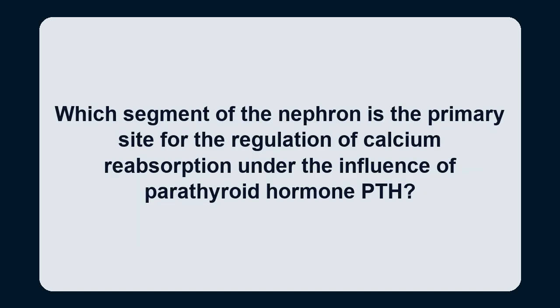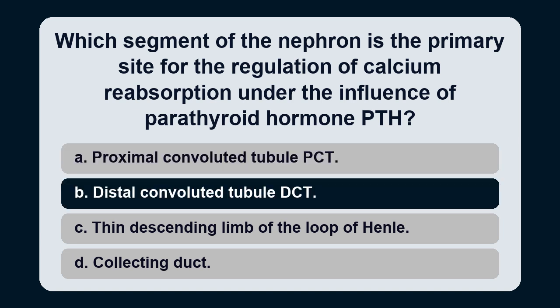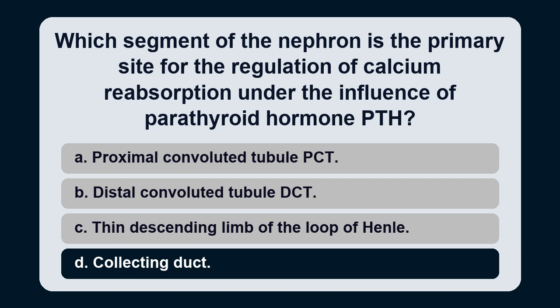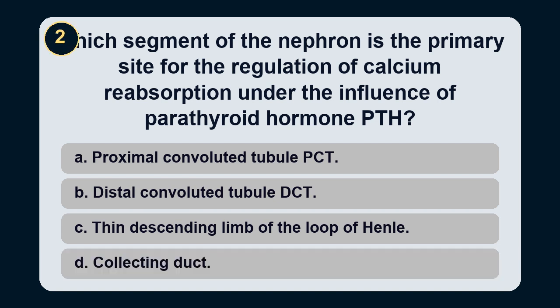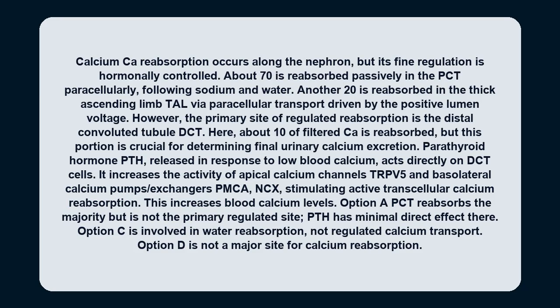Question 5. Which segment of the nephron is the primary site for the regulation of calcium reabsorption under the influence of parathyroid hormone, PTH? Option A. Proximal convoluted tubule, PCT. Option B. Distal convoluted tubule, DCT. Option C. Thin descending limb of the loop of Henle. Option D. Collecting duct. The answer is B. Calcium, Ca2+, reabsorption occurs along the nephron, but its fine regulation is hormonally controlled.